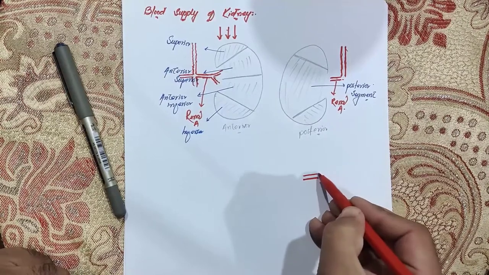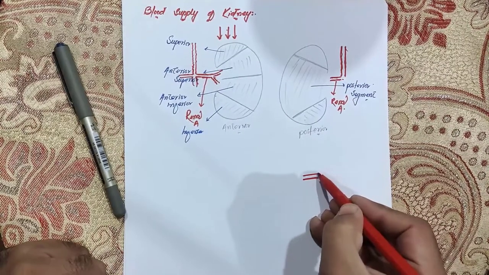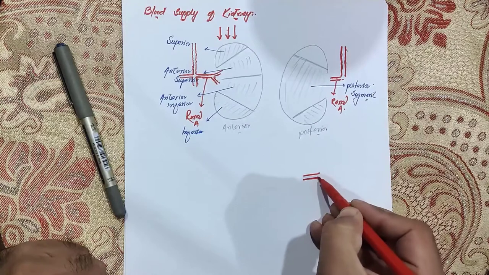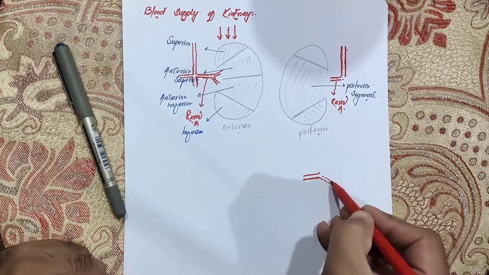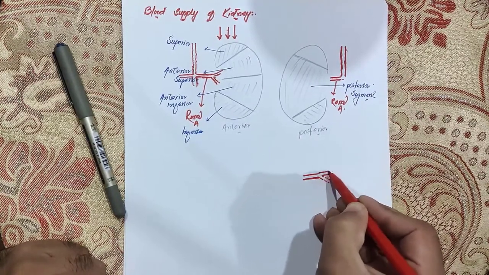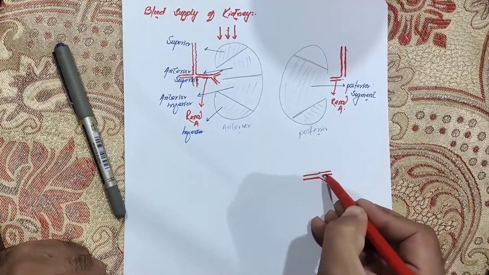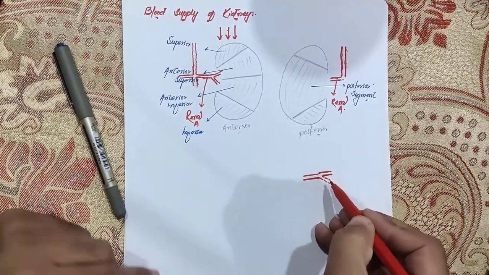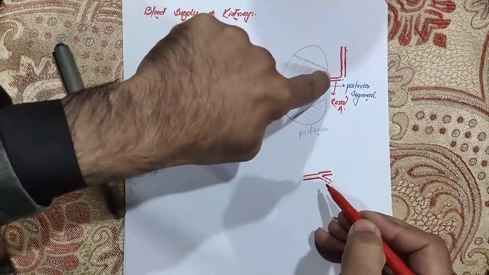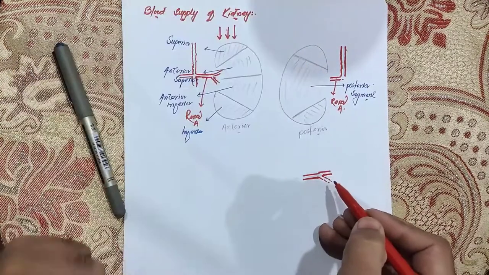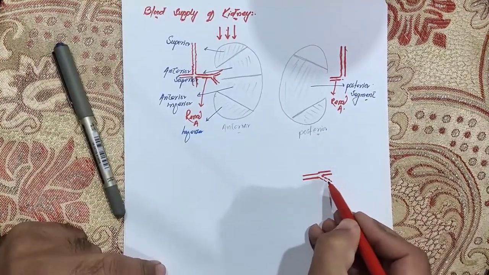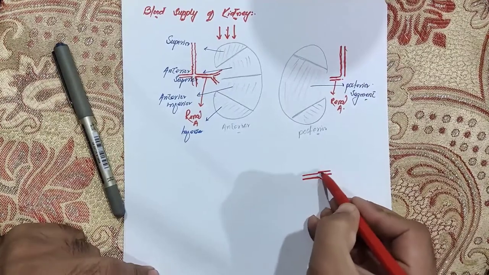Renal artery. Renal artery will give a posterior branch. There will be a posterior branch, right? And there will be an anterior branch. So the anterior branch will supply blood to the anterior segments, and posterior branch will supply blood to the posterior segment. It's quite easy. This is the posterior branch, right? This is the anterior branch.